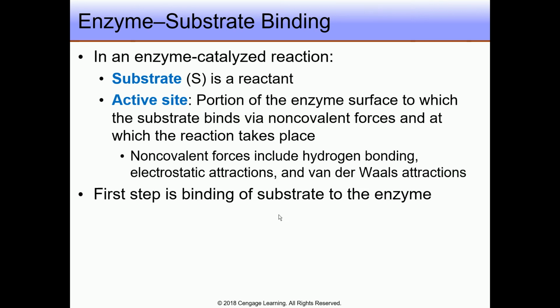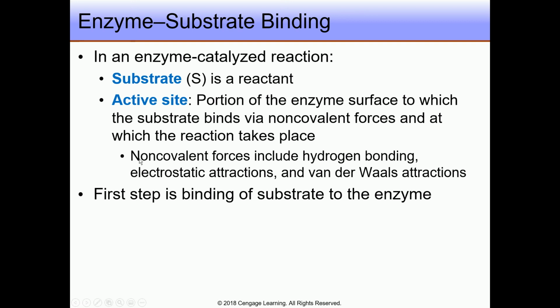Okay, so how does the enzymatic reaction take place? As we're talking about a reaction in which reactants are converted into products, these reactants first of all need to go to a specific region on the enzyme, and that region is called the active site. So the active site is that region on the enzyme where the substrate goes and binds. And the substrate binds to the active site by using various kinds of non-covalent forces including hydrogen bonding, electrostatic attractions, and van der Waals attractions.